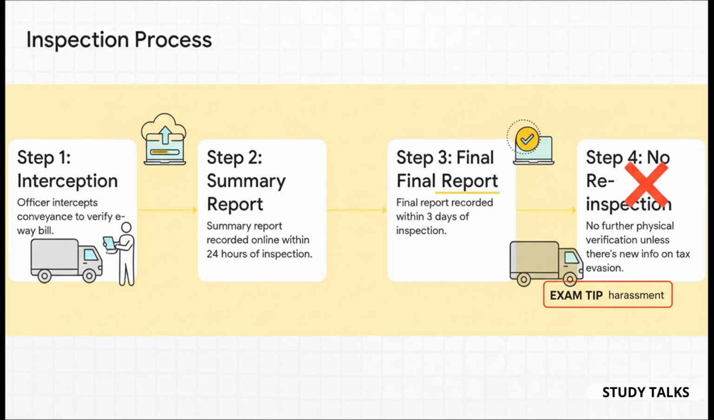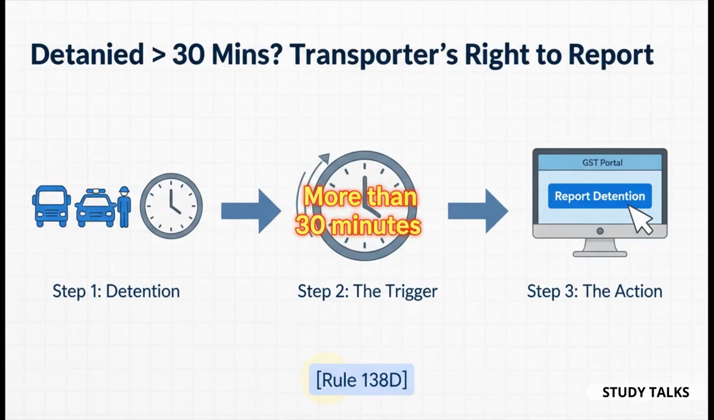But here's the really important part, a rule that's designed to prevent harassment. Once a vehicle has been checked and cleared, it cannot be stopped for another physical check anywhere else in that same state, unless, of course, there's some brand new specific information about tax evasion. And check this out. This shows you how much transparency is built right into the system. To make sure officers don't just hold up trucks for no reason, the law gives the transporter a right. If their vehicle is stopped and detained for more than half an hour, they can actually go onto the GST portal and report it. It's a pretty powerful tool to ensure compliance.